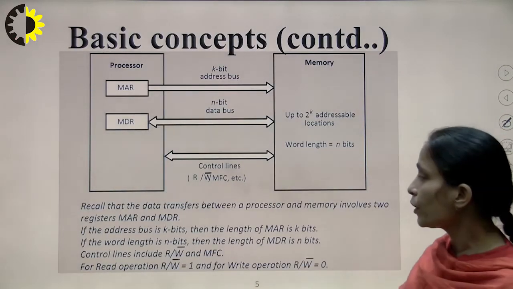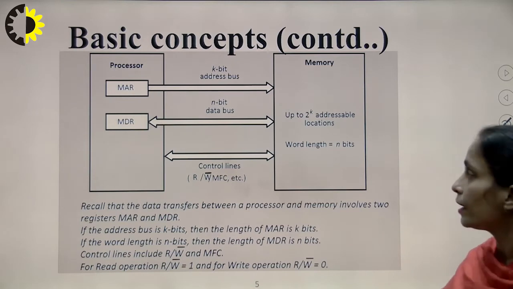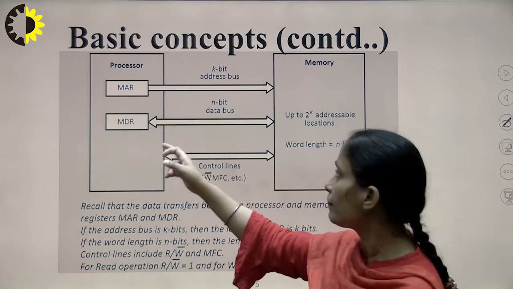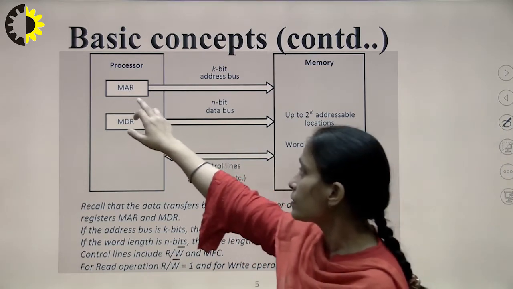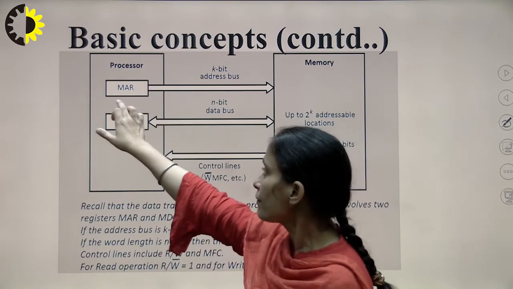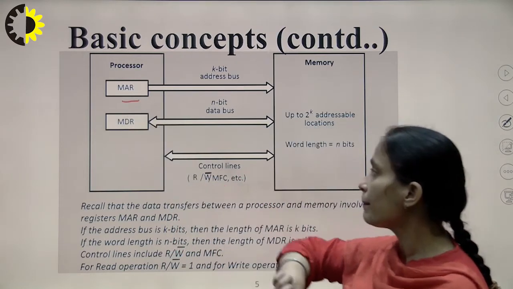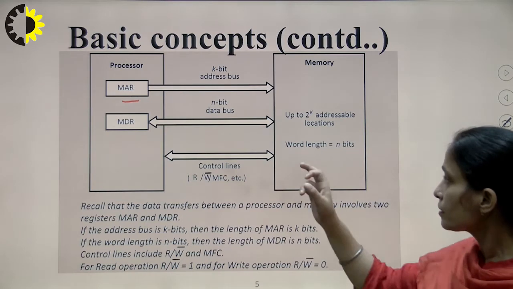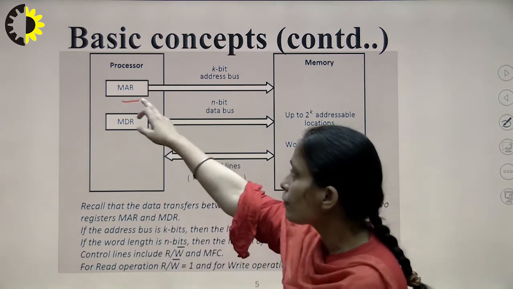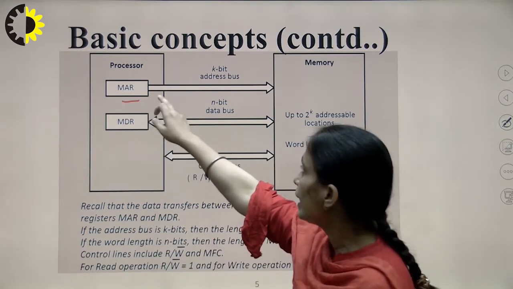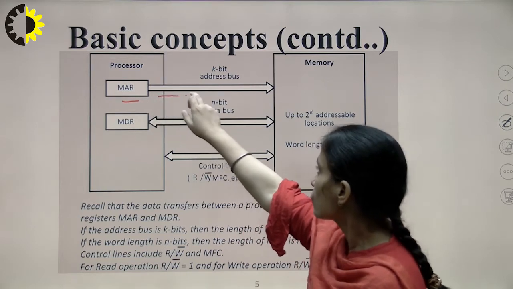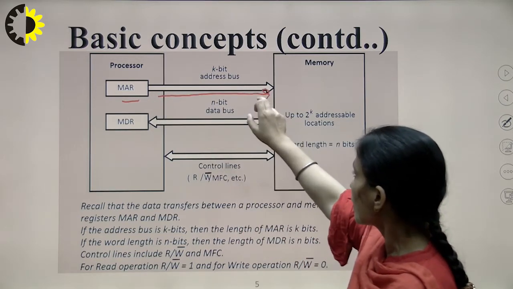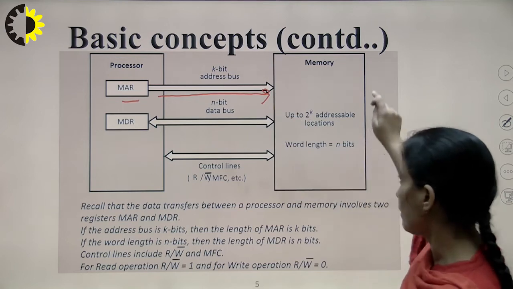Now the basic components: how the interconnection between processor and memory takes place. This is our processor, which has the MAR, the memory address register. Suppose it is of k bits, so it will generate a k bit address bus. So, we have to refer to that location in our main memory.